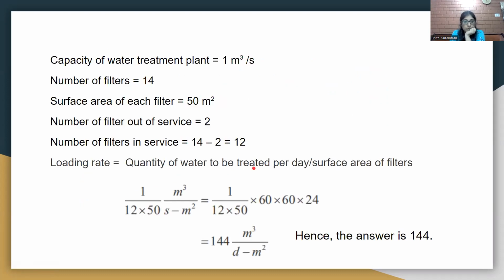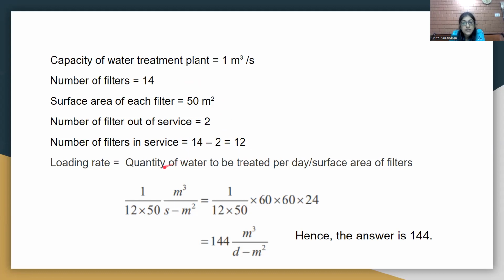Okay, let's move on to the solution. So the capacity of the water treatment plant is 1 meter cube per second, as given. The number of filters is given. The surface area of each filter is given. How many filters are out of service is also given. So the number of filters in service is going to be 12 because these two are not working.